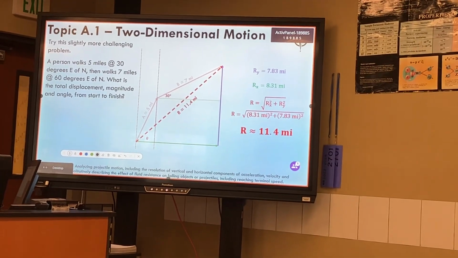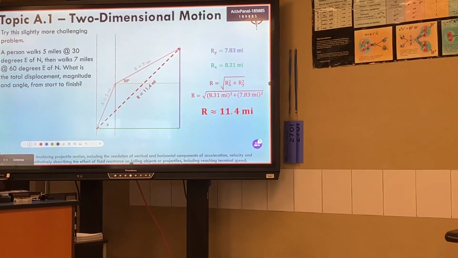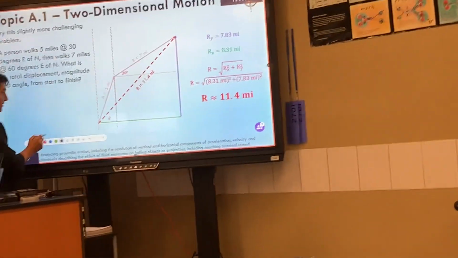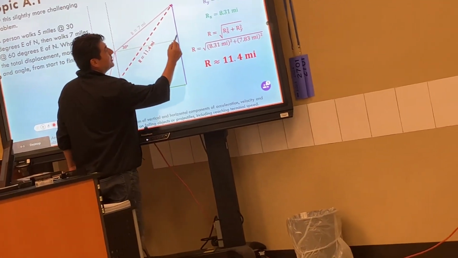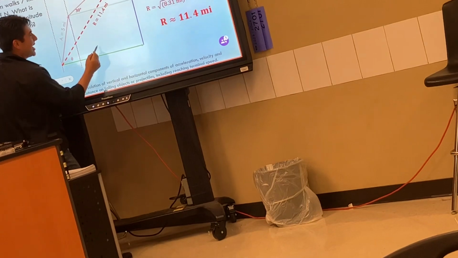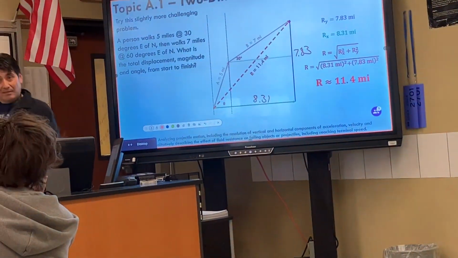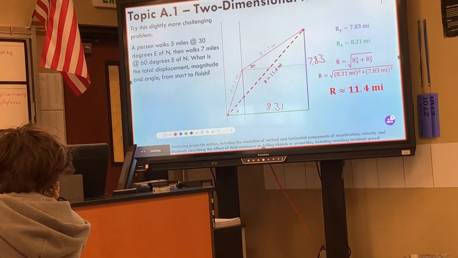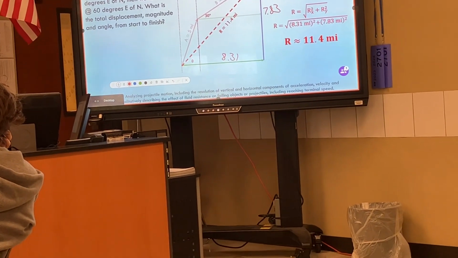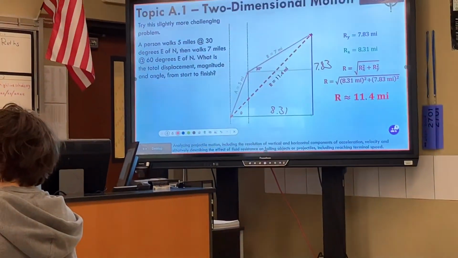And then what's the angle? Can you find the angle theta? You remember that here we have, this side is equal to 7.83, and this side is equal to 8.31. So which one of those gives us the ratio of opposite to adjacent? Which one is it?